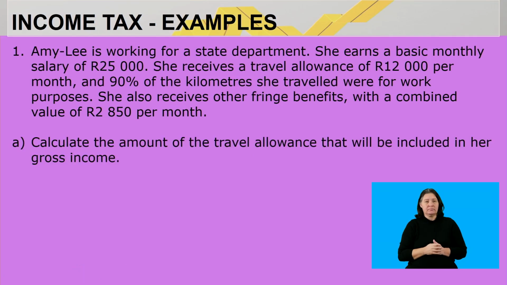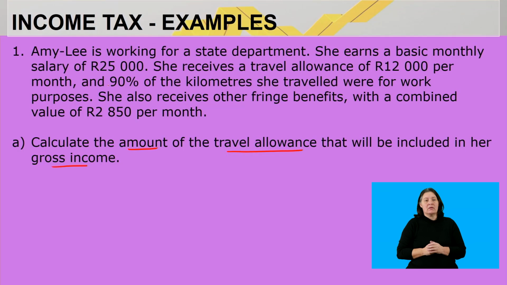Question number 1A. Calculate the amount of the travel allowance that will be included in a gross income. Okay guys, remember we said when a person uses his or her car for 80% or more of the time for work-related purposes, then 20% of that will be included in the gross income. Now we are saying here, Amy Lee uses her car 90%, right, of the kilometers she travels were for work purposes. But note, we are not going to use 10%. Remember I indicated it's 80% versus 20%.